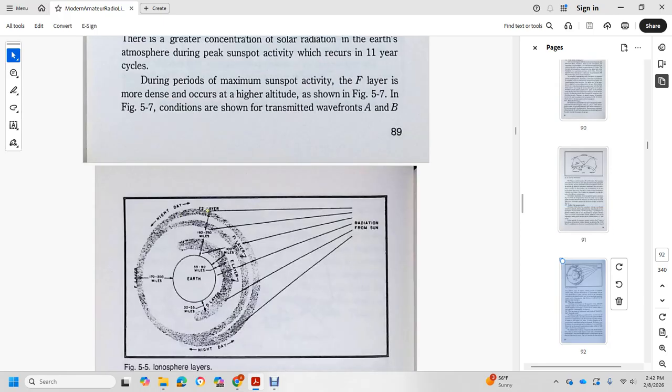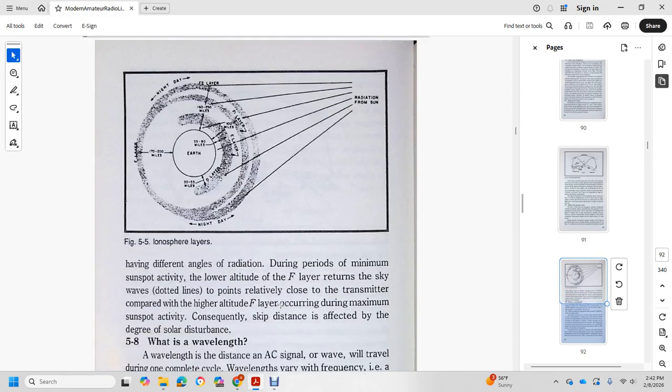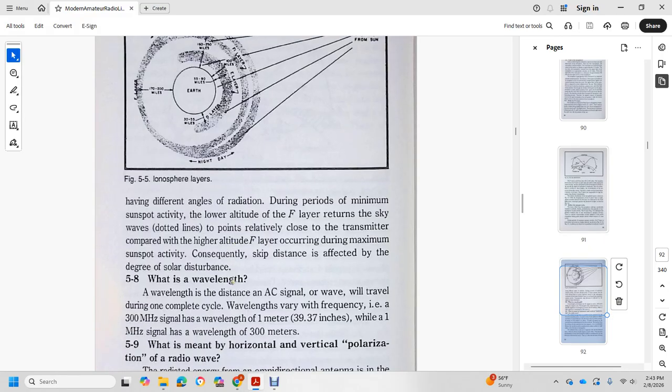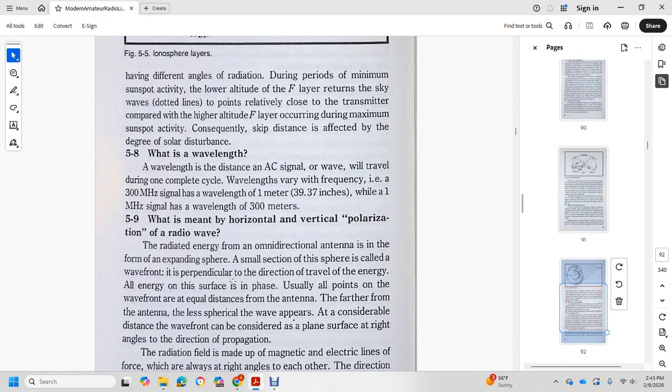The F2 layer is at 180 miles, and the F1 layer at 100 miles, with the layers ranging from 30 to 55 miles out and 107 to 200 miles, at night and day. During the period of minimum sunspot activity, the lower altitude of the F layer returns the wave to Earth at points that are relatively close to the transmitter, compared with the higher altitude of the F layer occurring during maximum sunspot activity. Consequently, skip distance is affected by the degree of solar activity.